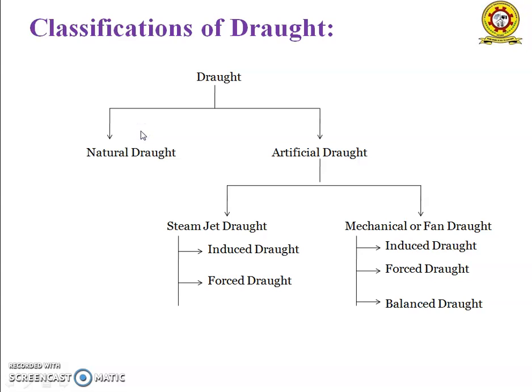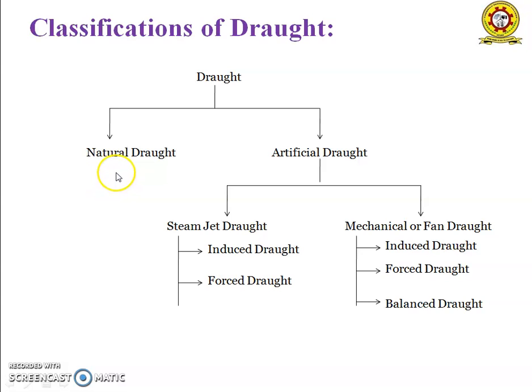Classifications of the draughts. Draughts are broadly classified into two types: natural draught and artificial draught. Artificial draught is again broadly classified into two types: steam jet draught and mechanical or fan draught. Steam jet draughts are broadly classified into two types: induced draught and forced draught. Mechanical or fan draughts are broadly classified into three types: induced draught, forced draught, and balanced draught.